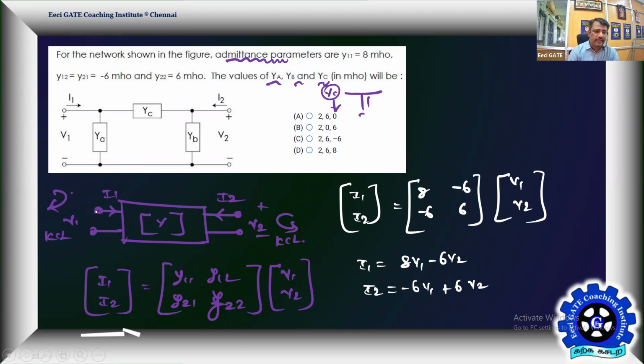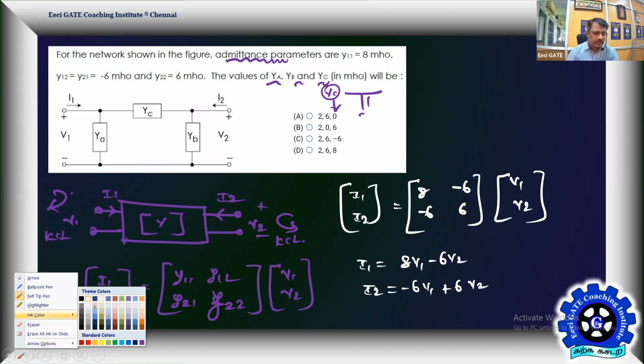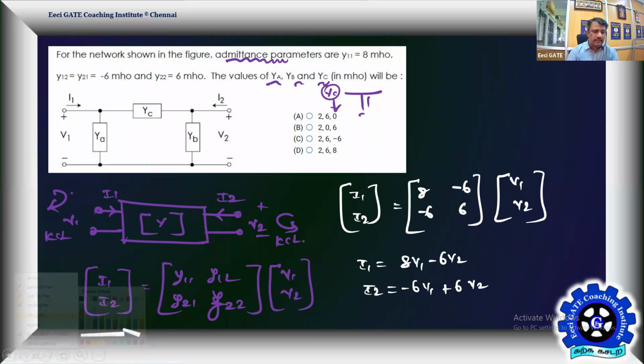So this may be ZA, ZB, ZC I can have. But the goal is to find only the admittances. So this may be ZA, this may be ZB, this may be ZC, but the inverse of them are the corresponding admittances. The goal is to get only the admittances. We'll play for the admittance YC. The goal is I'm going to find only YC. With that, I will complete the problem instantly.